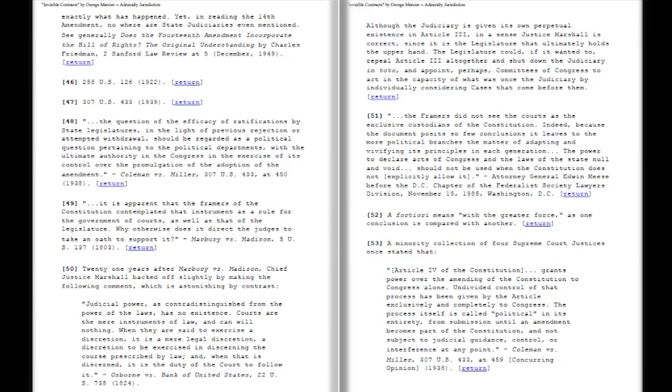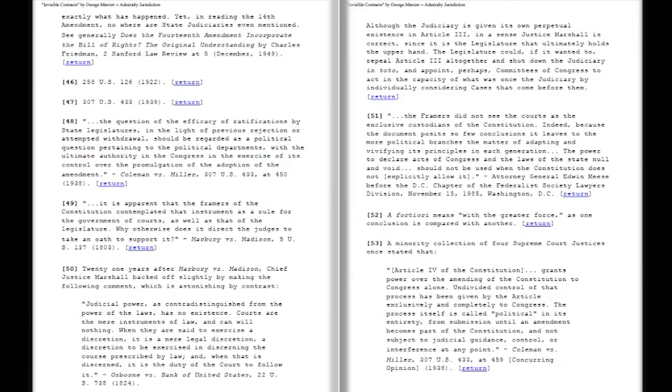21 years after Marbury v. Madison, Chief Justice Marshall backed off slightly by making the following comment, which is astonishing by contrast. "Judicial power, as contradistinguished from the power of the laws, has no existence. Courts are the mere instruments of law, and can will nothing. When they are said to exercise a discretion, it is a mere legal discretion, a discretion to be exercised in discerning the course prescribed by law, and, when that is discerned, it is the duty of the court to follow it." Osborn v. Bank of United States, 22 U.S. 738, 1824.